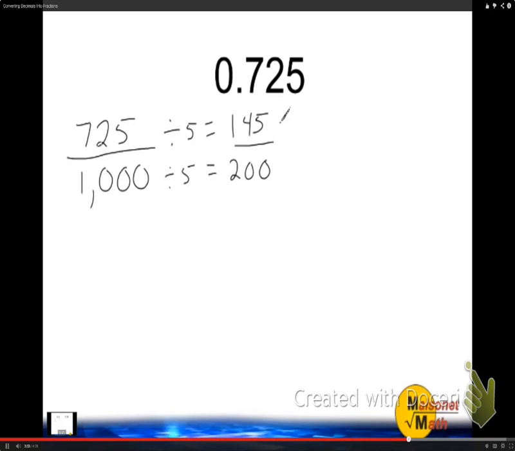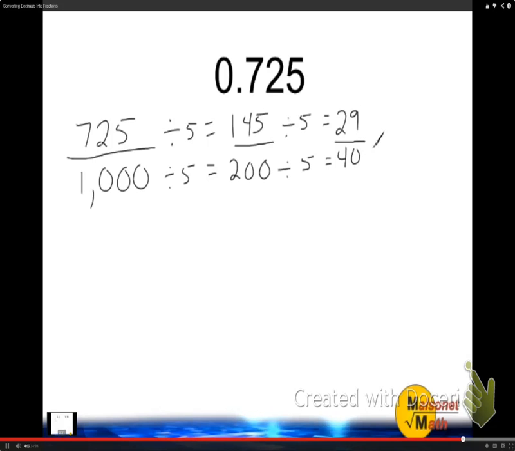And we can reduce 145 over 200 even further, and once again, both of these numbers are divisible by 5. So I'm going to divide both the top and the bottom by 5 once again. 200 divided by 5 is equal to 40. And 145 divided by 5 is equal to 29. So now we have the fraction 29 over 40.